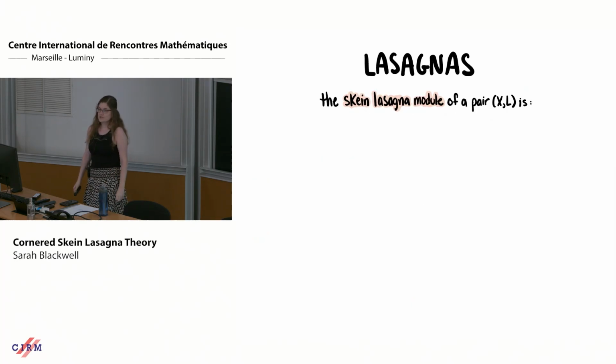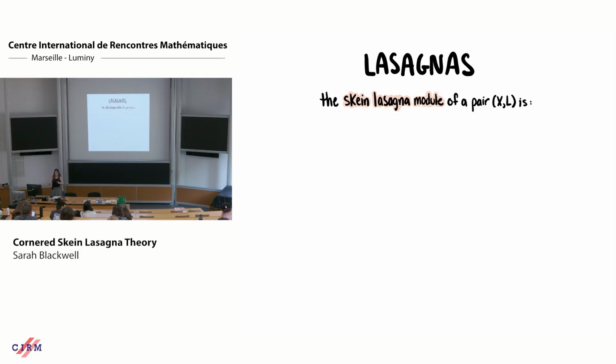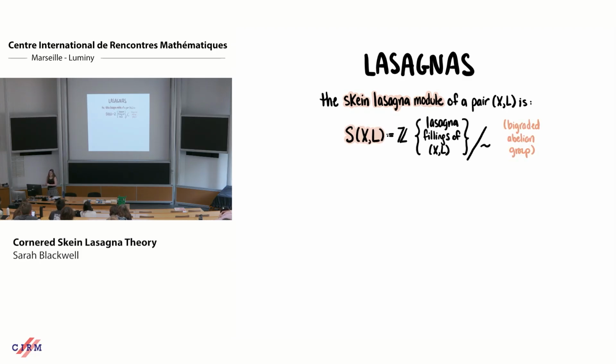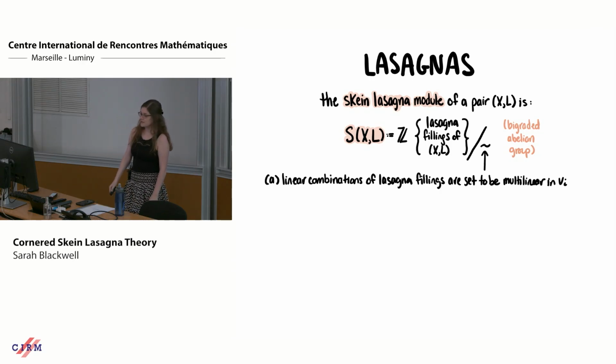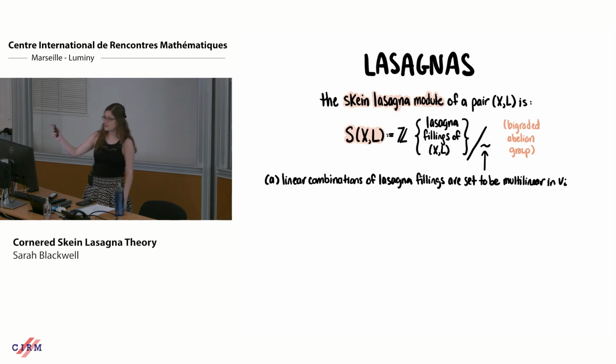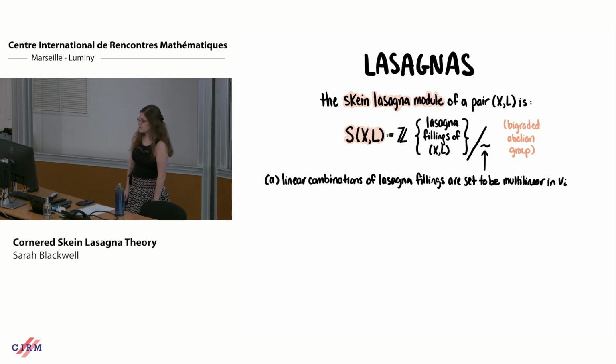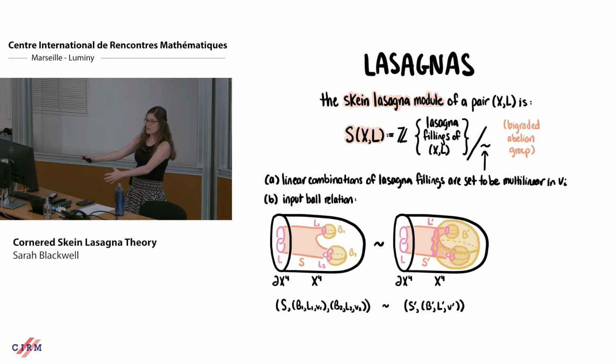Okay, so now let's see what the Skein Lasagna module is. It's associated to a pair: a four-manifold along with a link in its boundary. It's the Z module generated by the lasagna fillings of this pair. It's bi-graded, but I won't say what the grading is, but it comes from this Khovanov-Rozansky stuff. Modulo the relation generated by linear combinations of lasagna fillings, which are set to be multilinear in these labels. And then we have this input ball relation.